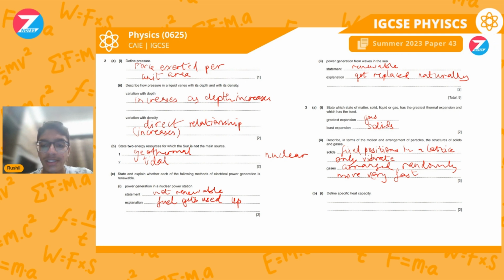Now, question B asks us to define specific heat capacity. Specific heat capacity is the amount of energy needed to increase the temperature of 1 kg of a substance by 1 degree Celsius. Or we can write unit mass by unit temperature.